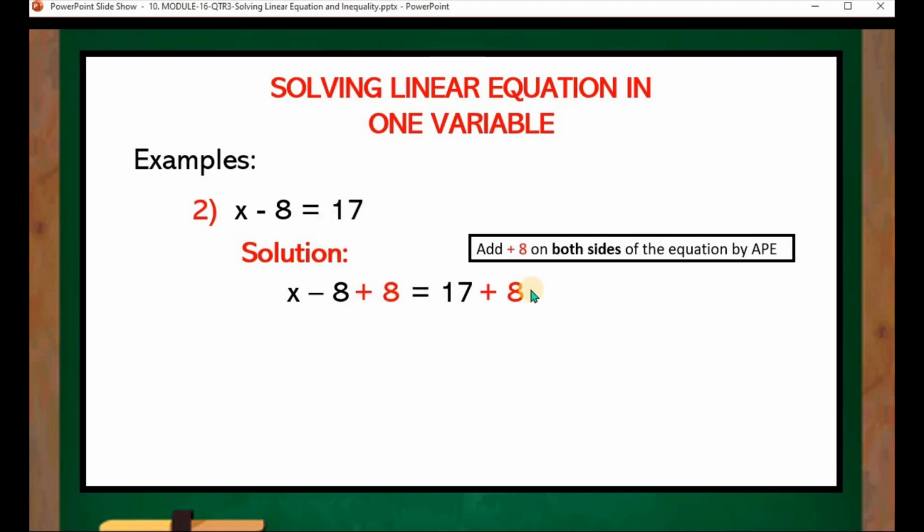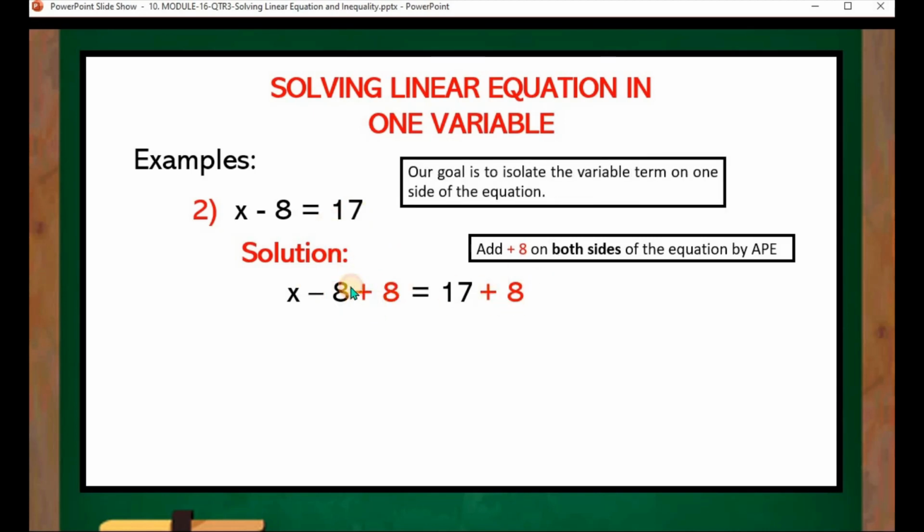So, positive 8, positive 8. So, this will become already 0. Ang tawag dun ay APE ha. Adding positive 8 on both sides. Addition property of equality. So, this will become 0. So, x na lang natira dito. So, just add 17 plus 8 and that is equal to 25. So, therefore, the value of x here is 25. This is our solution to this equation.